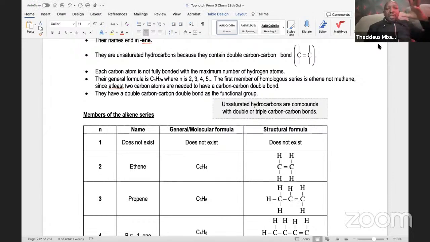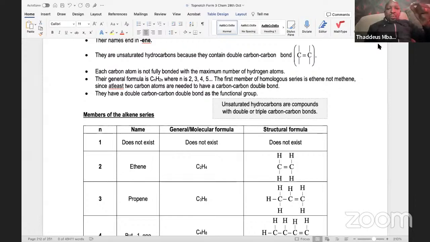Now we are talking about the double carbon-carbon bond, which is the functional group. And what is the functional group of a compound, or rather of our homologous series? What do you mean by a functional group? Students, anybody with an idea? What's the functional group?